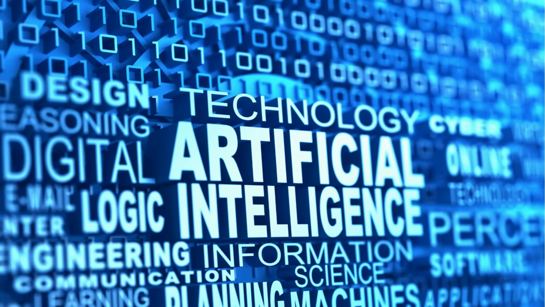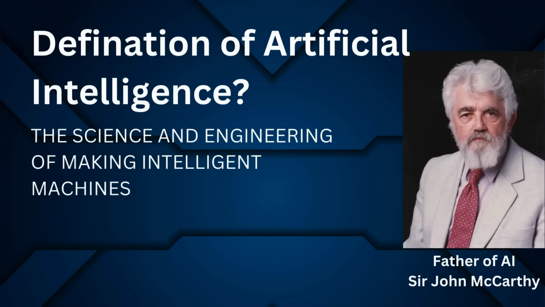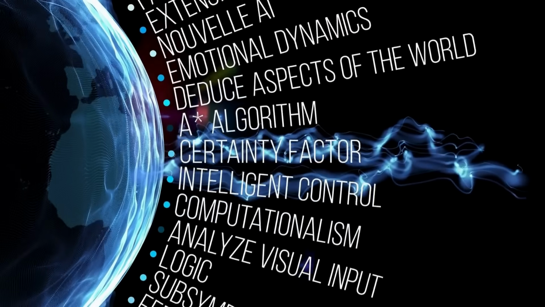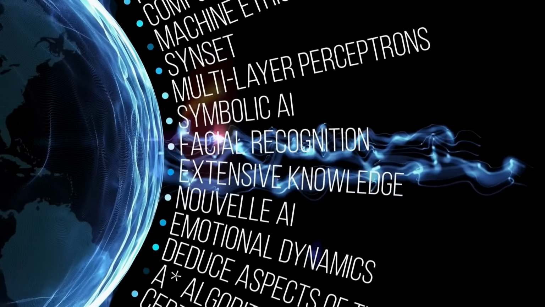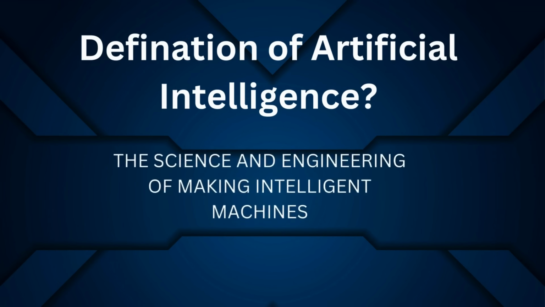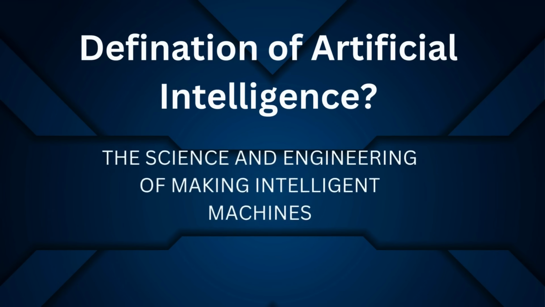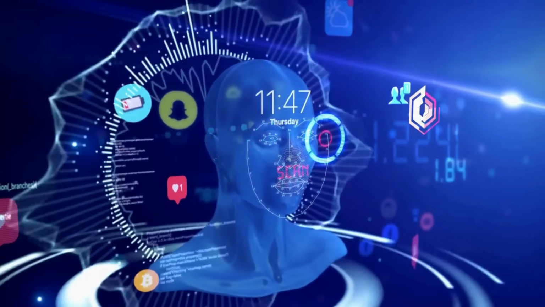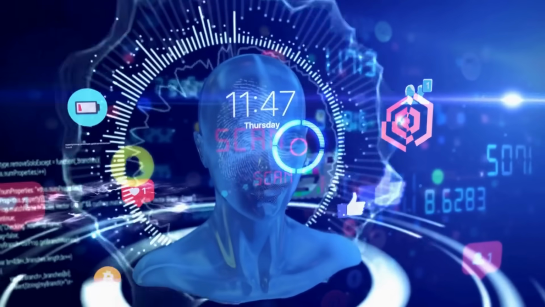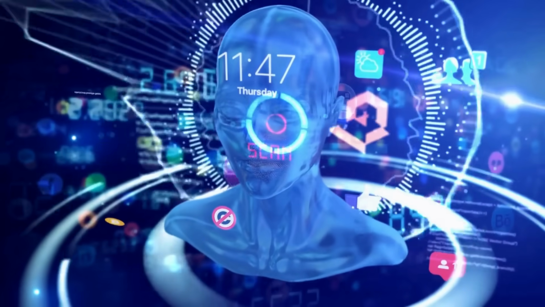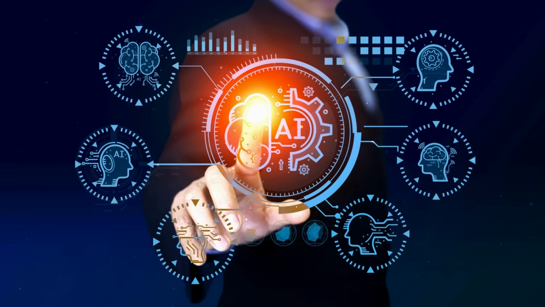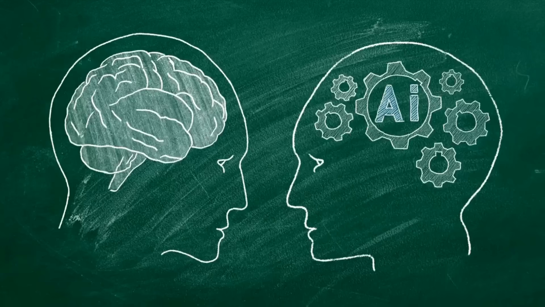The father of artificial intelligence is Sir John McCarthy, who invented AI and presented this definition at a conference in 1956. The definition of artificial intelligence by Sir John McCarthy is the science and engineering of making intelligent machines. Although AI refers more to computer science, it is now used by all departments like mechanical, automobile, aeronautical, healthcare, and many more.